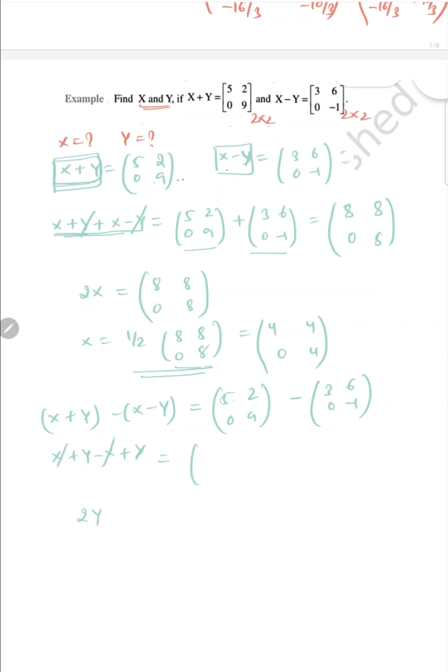In the right hand side, 5 minus 3 is 2. 2 minus 6 is minus 4. 0 minus 0 is 0. 9 minus of minus 1 is 10. Now 2Y is equal to [2 -4; 0 10].